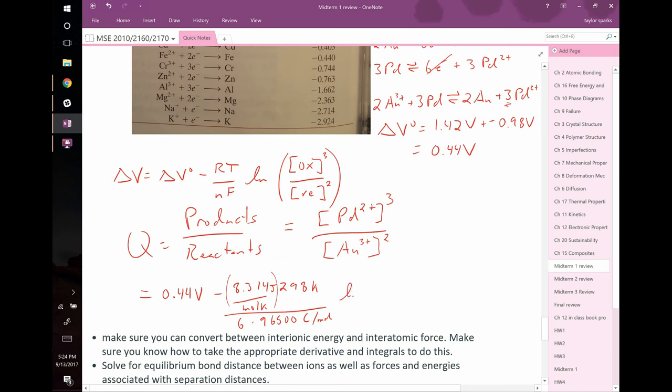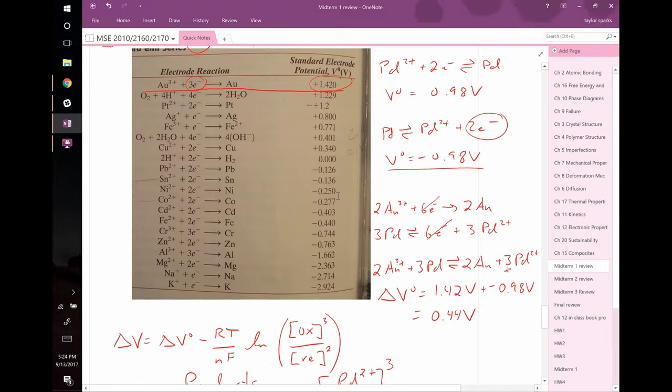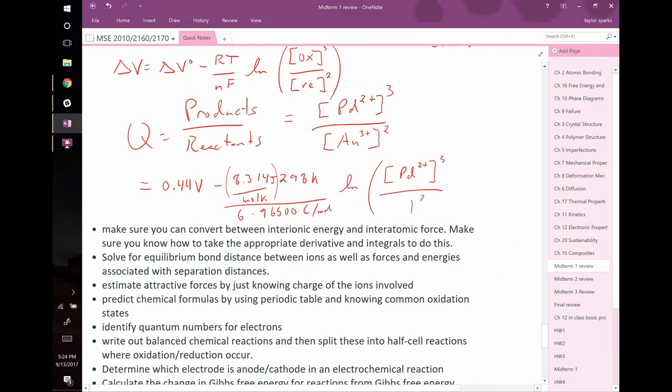Multiplied then by the natural log of, we're going to be adjusting our palladium value. It started out at 1 molar, but we're going to be adjusting it. So let's just leave it as the concentration of palladium 2 plus to the cubed power. Gold does not get changed, so it's still at 1 molar. So it's just 1 squared, okay? And because we want to reverse the spontaneity of this reaction, we want to take this on the left-hand side and set it equal to 0 volts.